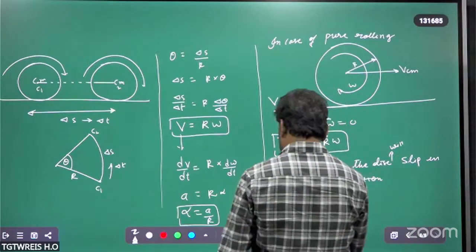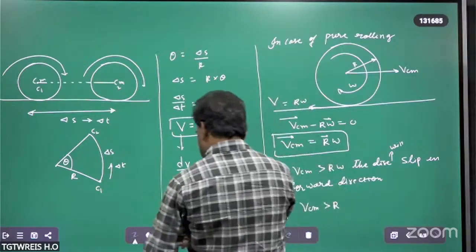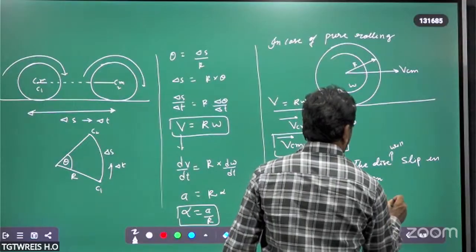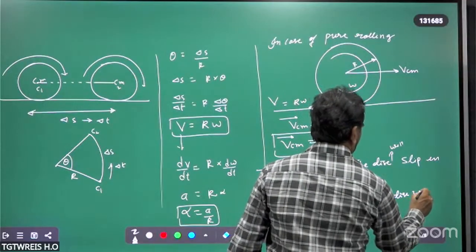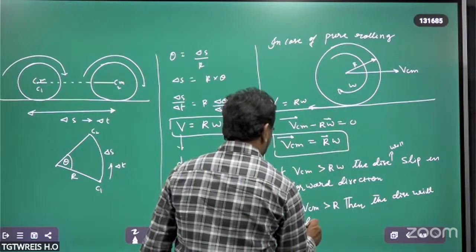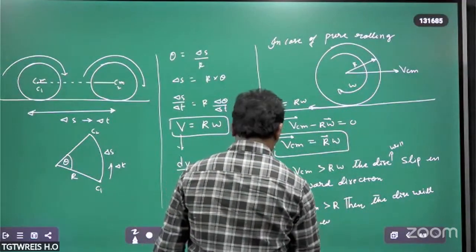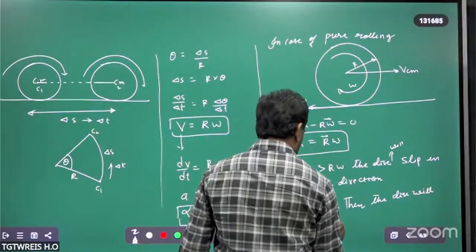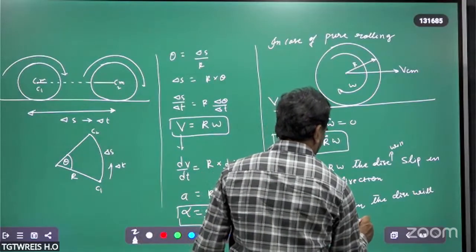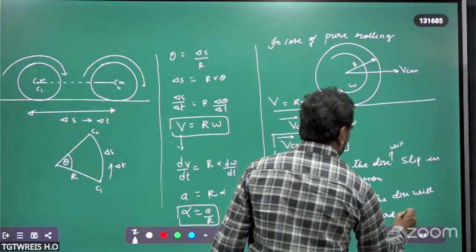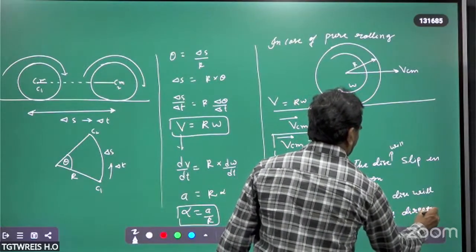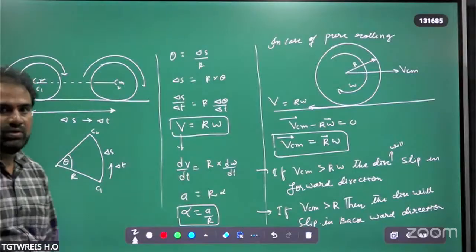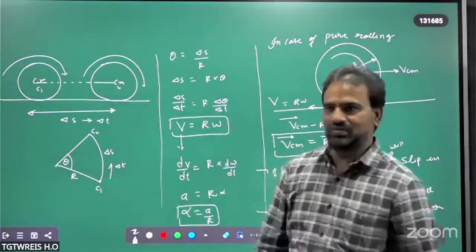The disk will slip in the backward direction. So these are the conditions for pure rolling. It is very important for the mains and advanced level.